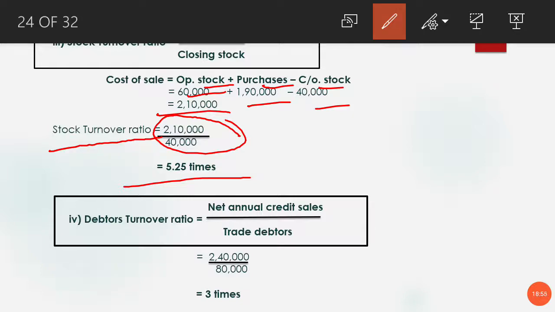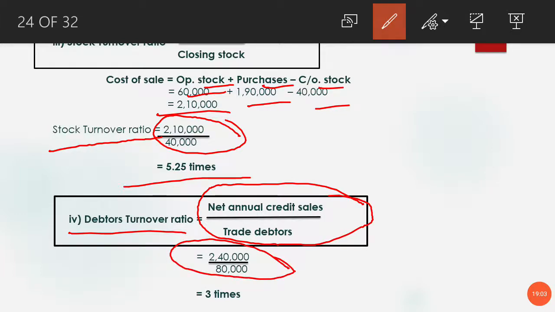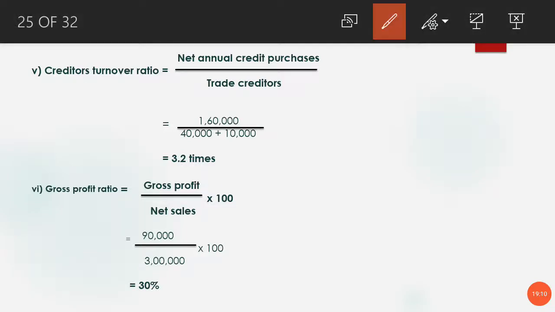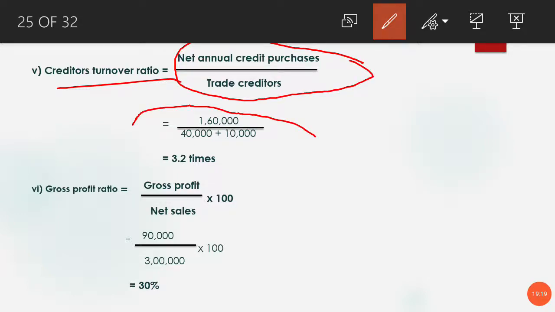4. Debtors turnover ratio is equal to net annual credit sales divided by trade debtors, is equal to 2,40,000 divided by 80,000, is equal to 3 times. 5. Creditors turnover ratio is equal to net annual credit purchases divided by trade creditors, is equal to 1,60,000 divided by 40,000 plus 10,000, is equal to 3.2 times.